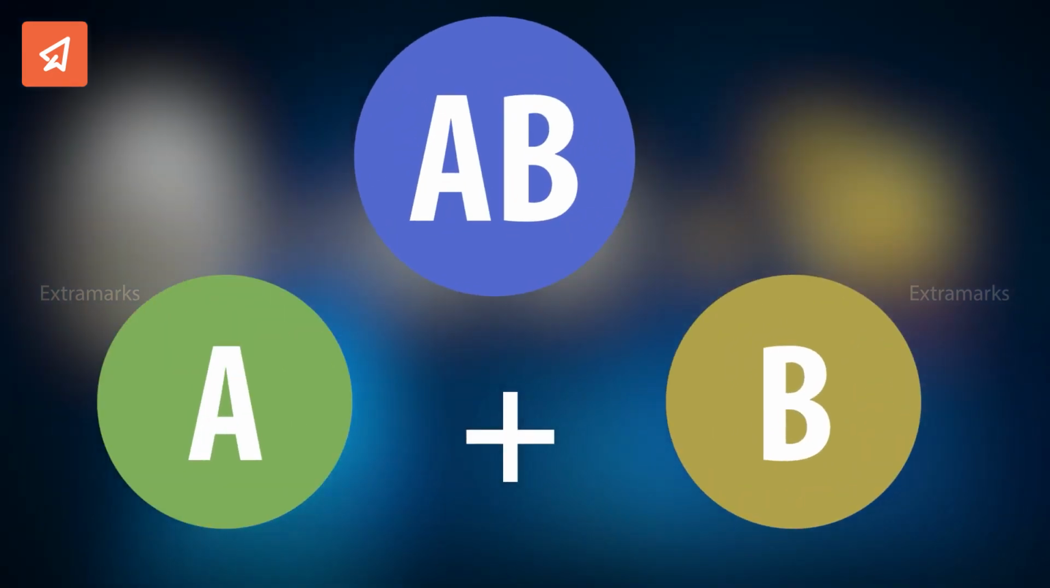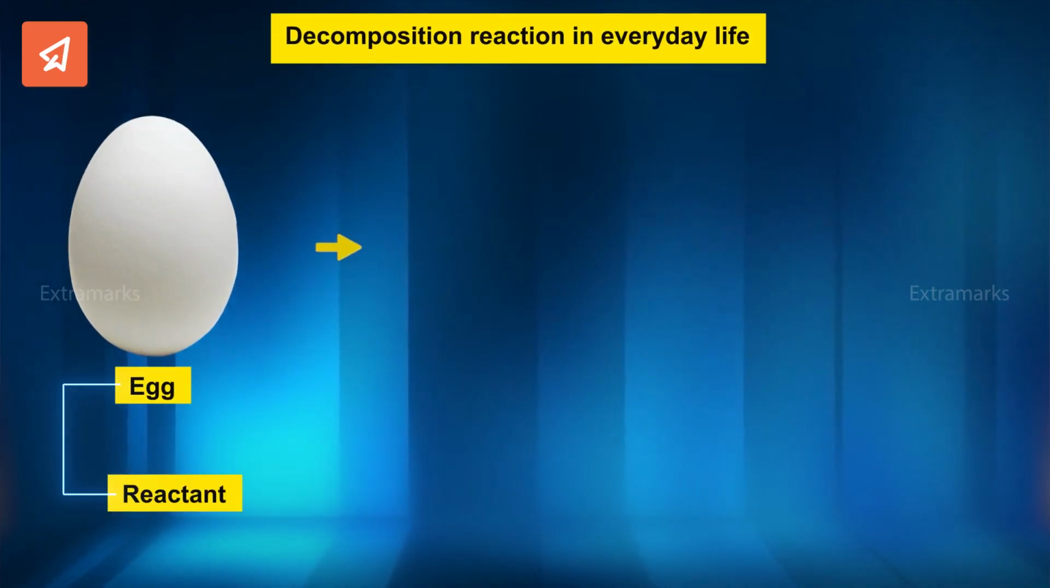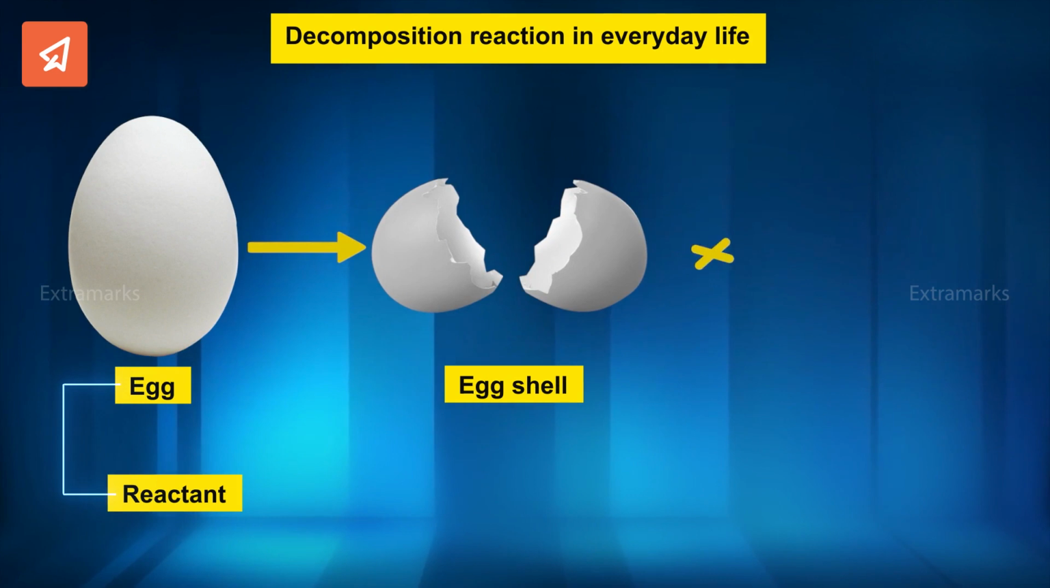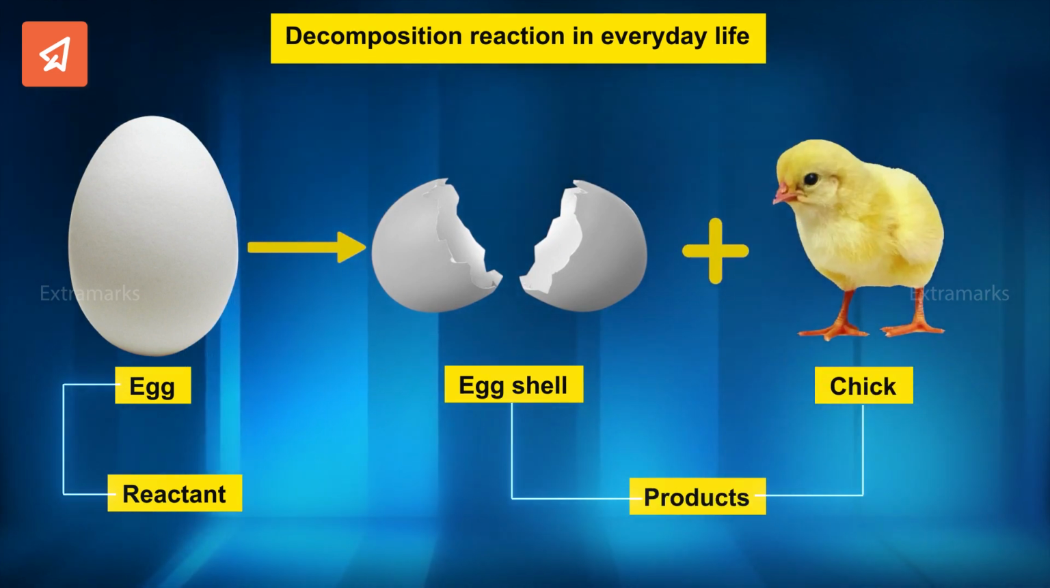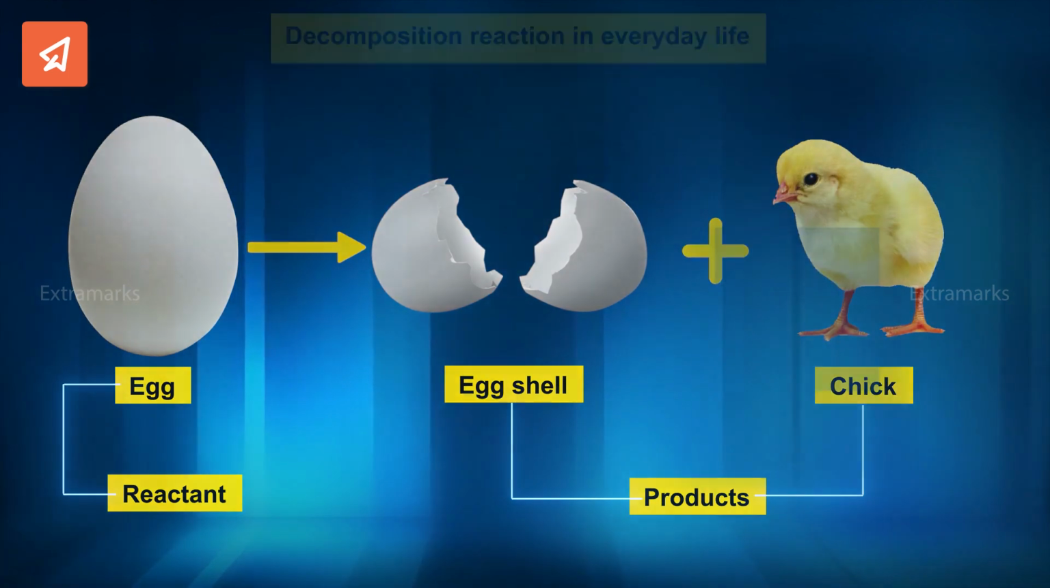Decomposition reactions involve the breakdown of a substance to form two or more products. Decomposition reactions happen all around us, but we do not notice them. This might be because we are not aware of the different ways by which a substance breaks down.